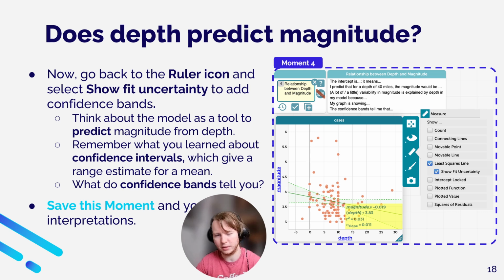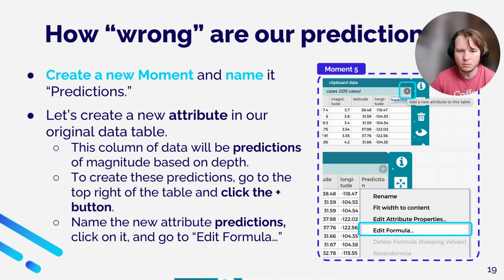If we think about this model as a tool to predict magnitude from depth, these confidence bands are helping show us the variability in our different predictions, right? For example, the line itself probably is giving us a prediction value, but the confidence bands are showing us how much that prediction value might be wrong by. Again, we want students at this point to save this moment and save their interpretations, which should at this point be in the notes. Okay, now we want to look a little bit at how wrong our predictions are.